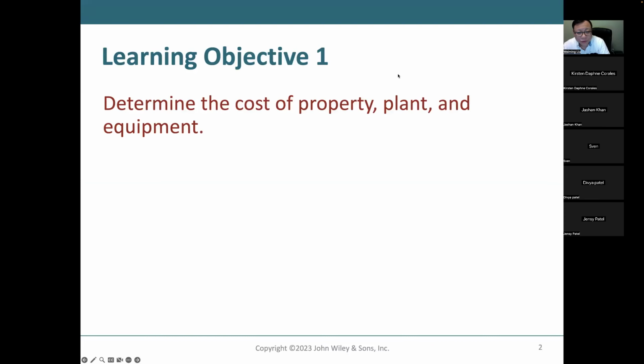So today we are going to study Chapter 9, Property, Plant, and Equipment. We are going to do 7 to 8 next week. So we're going to do Chapter 9 first, the Property, Plant, and Equipment. We often refer to this category of asset as PPE.